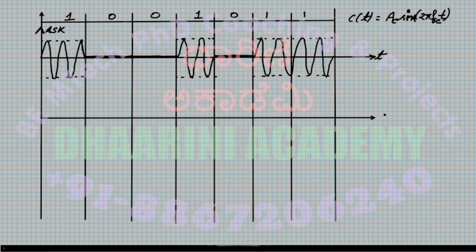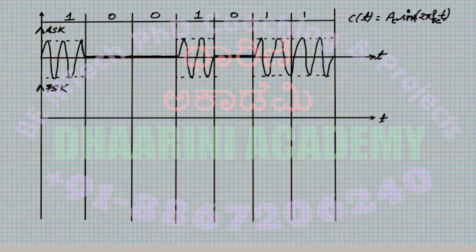Let me write the PSK. Now, PSK deals with the angles. The angle of the carrier needs to be changed according to the amplitude of the message. So amplitude of the message now it's 1 and 0. So I need two different phases. When 1 is sent, you send one phase. When you send 0, you send another phase.